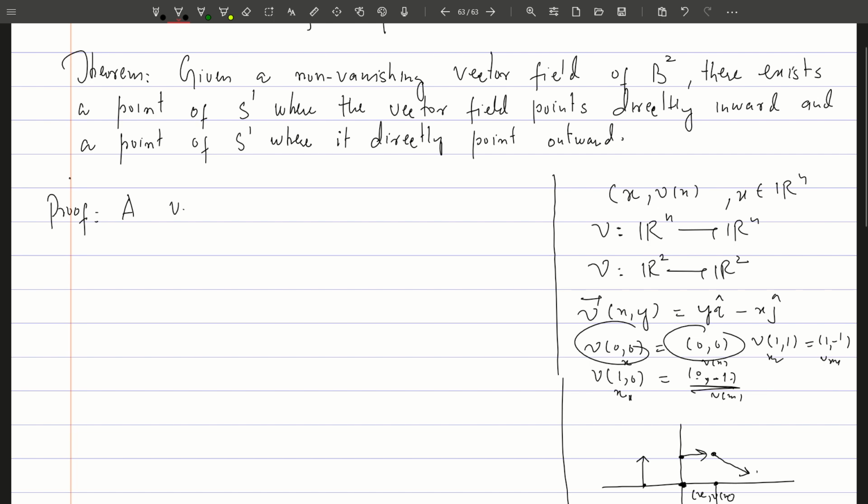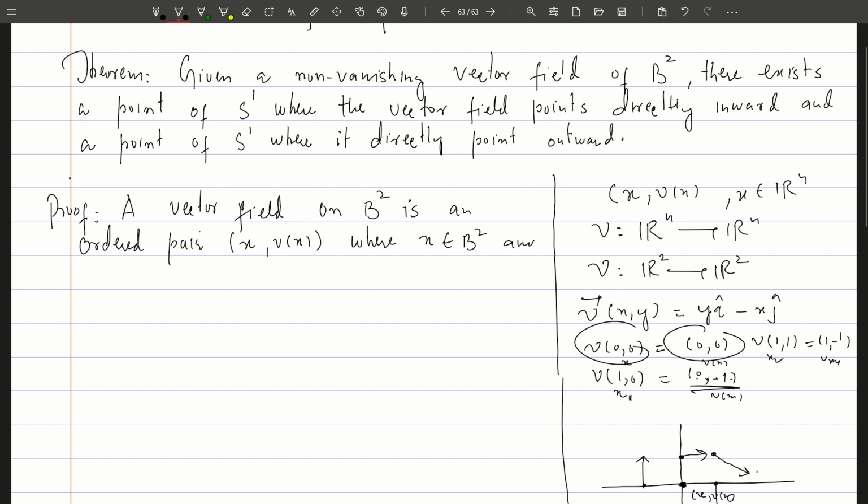A vector field on B2 is an ordered pair x, vx, where x is some point in B2 and v is a function from B2 to R2, and is a continuous map.